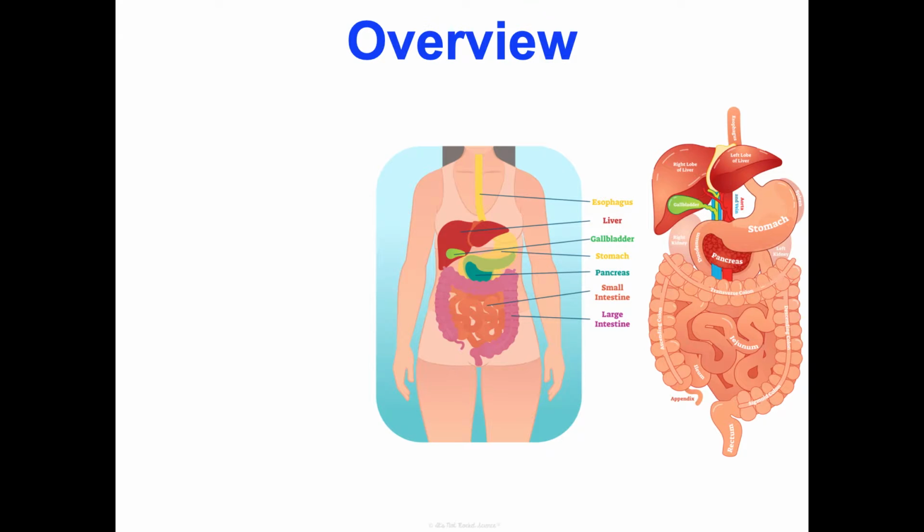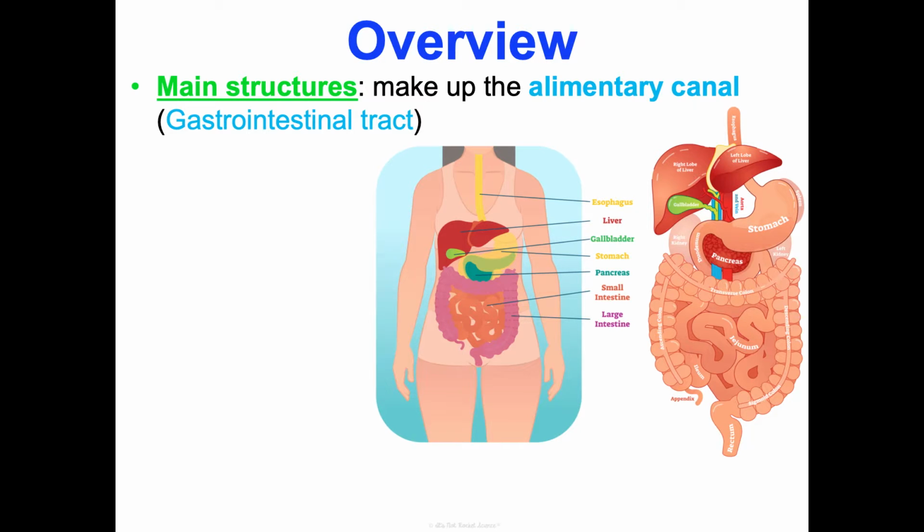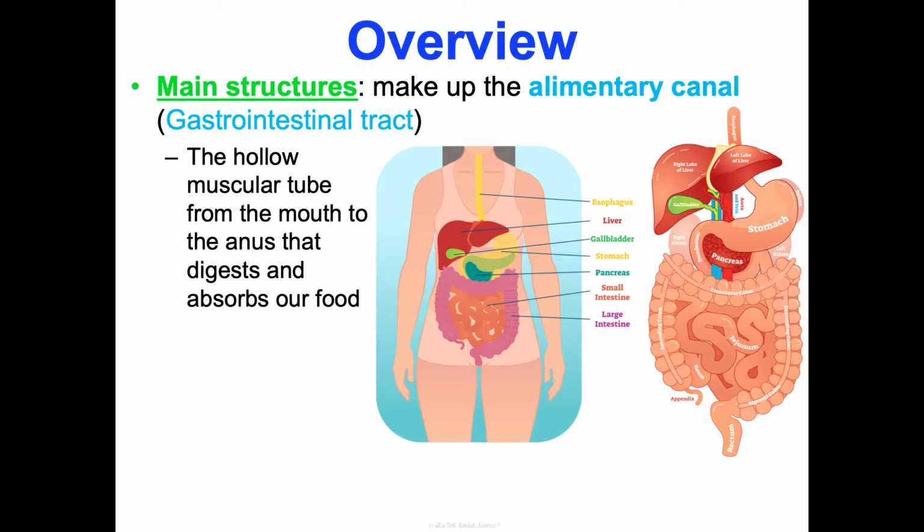So let's continue with our overview and talk about the structures. When we're thinking of the digestive system, we're typically thinking of the structures that make up the alimentary canal. Another word for this is your gastrointestinal tract, or your GI tract. I'm going to use alimentary canal and GI tract interchangeably, so just know I'm referring to the same thing. This is essentially just a hollow muscular tube that runs from your mouth and the hole that's there all the way to your anus, which is another hole in your body.